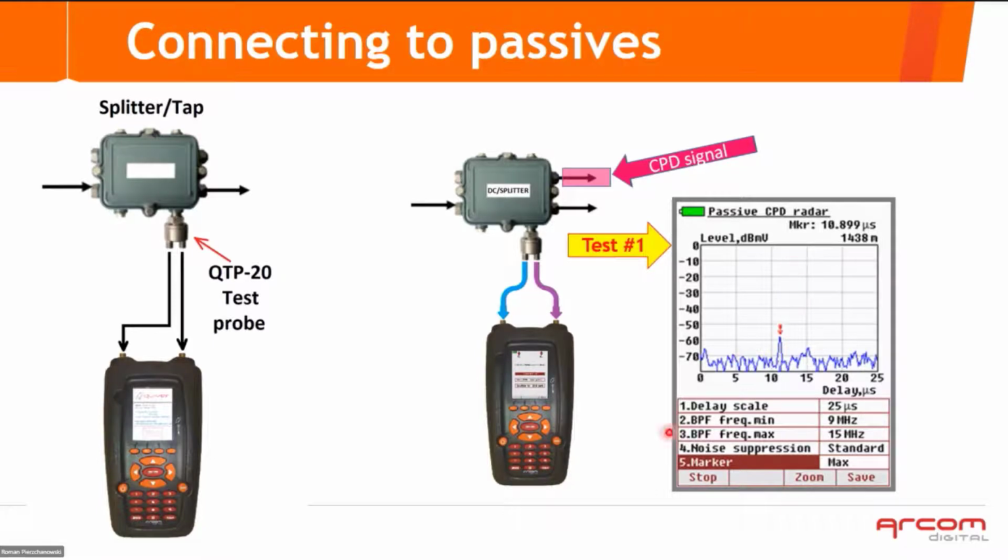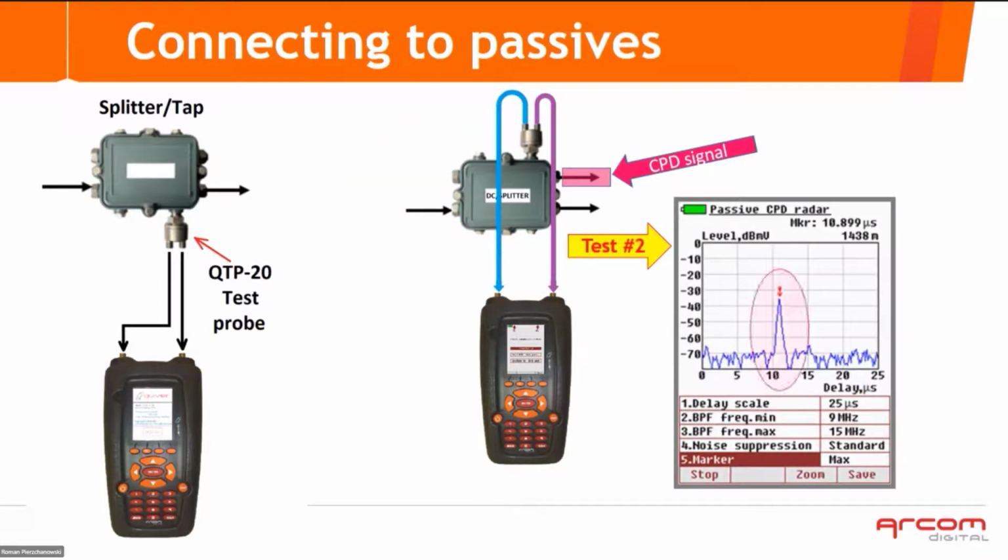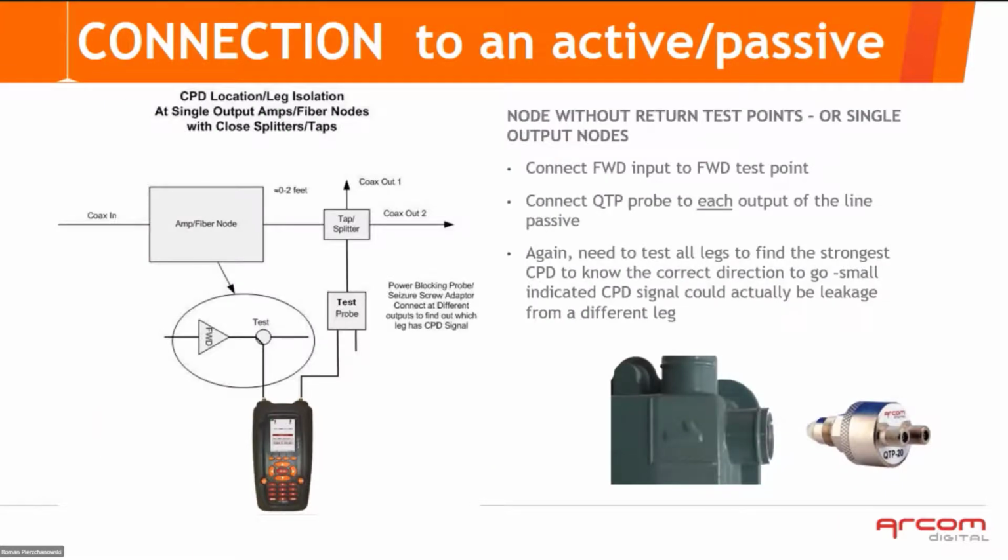It will be a small blip, sometimes larger, but if you test on the other side, you will see that this peak will be at the same time delay, but much higher. And this is the correct direction to go after this CPD. So remember, at the split points, test both sides and follow the largest peak at the same time delay.